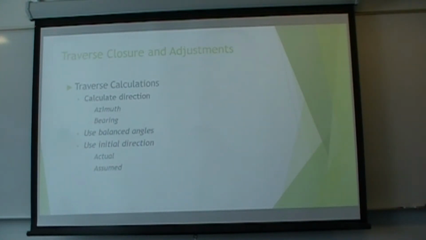So the next step, of course, is calculating azimuths or bearings. You're going to use your balanced angles to do this. If you use the original given angles, it's not going to balance. Your traverse isn't going to close in terms of azimuth or bearing. So make sure that you're using your balanced angles.